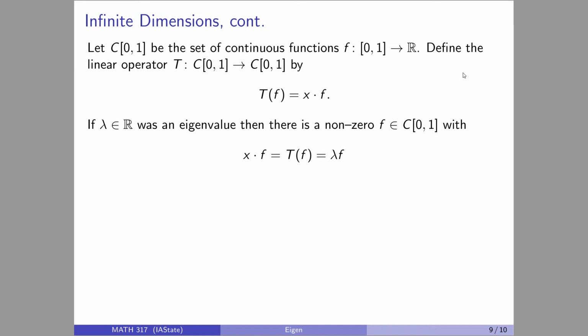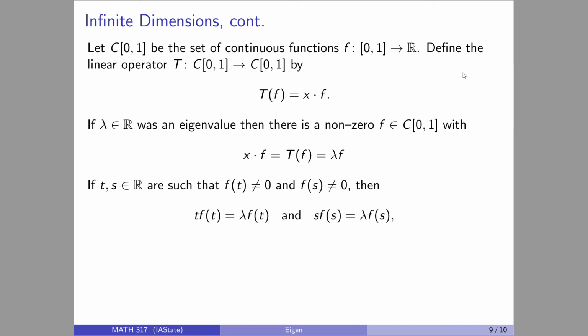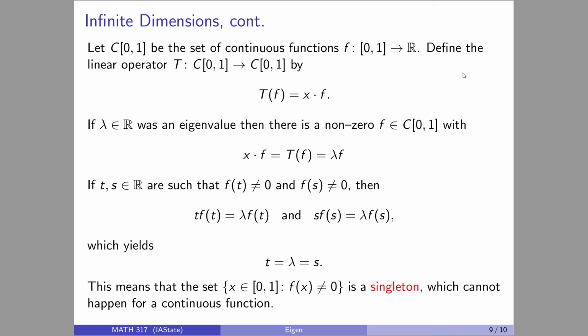Because if you think about, in our mind, what does it look like to scale a function, and what it means to multiply two functions, pictorially that doesn't line up at all, but we can rigorously prove this. Because if we had two inputs so that f of t and f of s were non-zero, well, then this equation would have to hold, and because f of t and f of s are non-zero, that means the eigenvalue has to be those inputs, but that means the set of points so that f of x is non-zero is a singleton. And for a continuous function, that set cannot be a singleton.